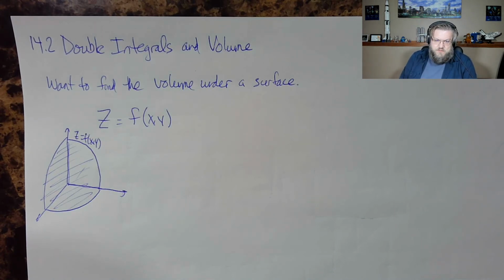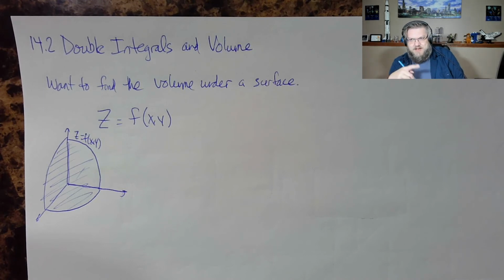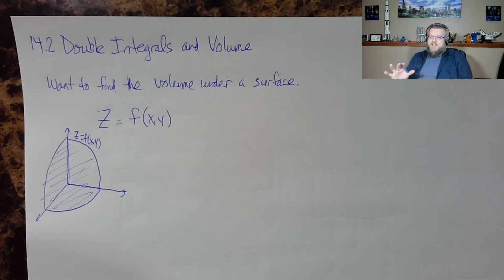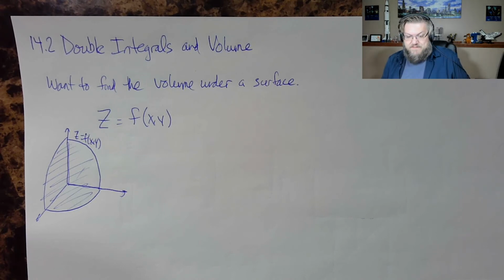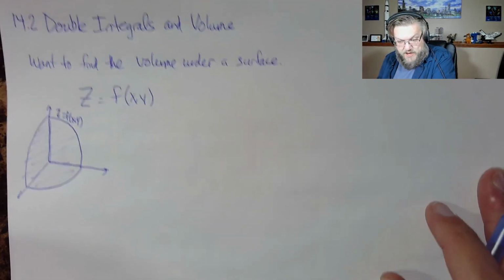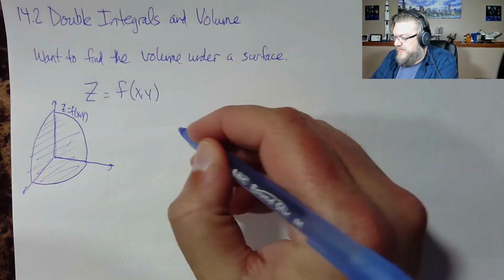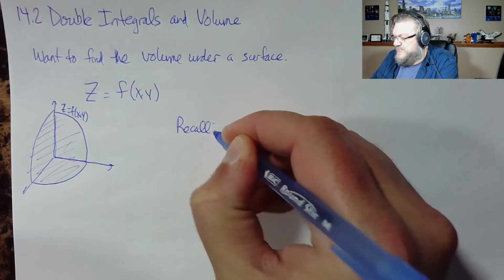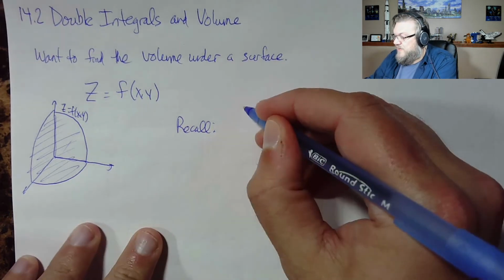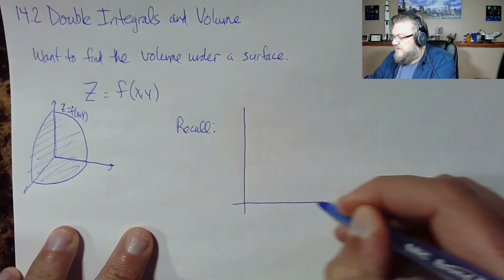Well, to do this, we should probably quickly review how we found area under the curve in Calc 1, right? So a real quick review of finding area under the curve, something you've probably not thought about in a while because you've had the fundamental theorem, right? But before we do that, I want to recall the steps that we did in Calc 1 to find the area under the curve.